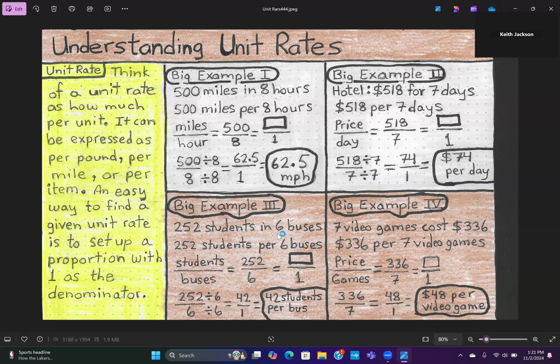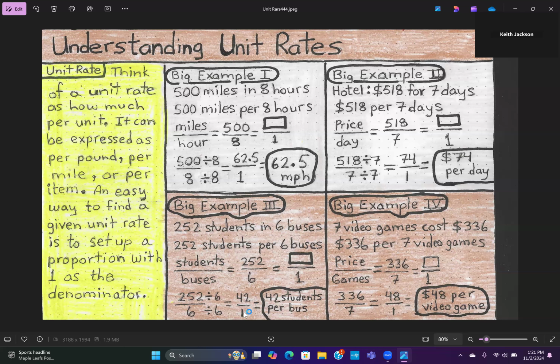And let's look at big example 3, in which we have 252 students in 6 buses. And we can say we have 252 students per 6 buses. Again, we're going to set up the ratio of students over buses. And what we're going to do, we're going to divide by the denominator to find out, well, how many students will there be per bus? And so we're going to divide both numbers, both the numerator and the denominator, by 6.